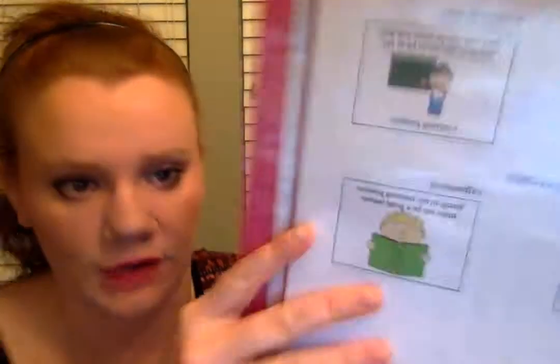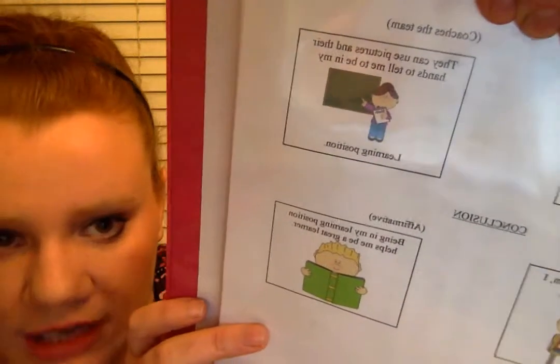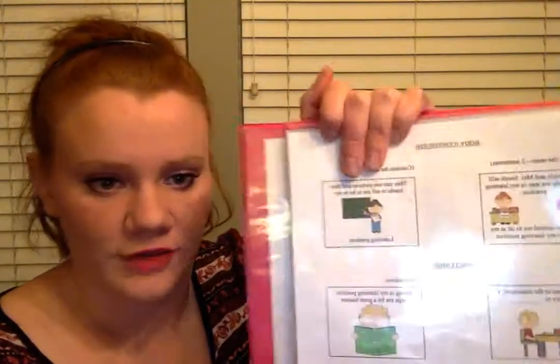The next one is also coaching the team, and describes what the teachers are going to do to help Dylan stay at his desk. It says, "They can use pictures and their hands to tell me to be in my learning position." So I have a picture of a teacher gesturing. I usually try to use as little vocalization as possible with my students with autism. I find that it tends to confuse them. Using pictures to prompt him and gestures like pointing to the desk, I found to be more successful than saying, go to your learning position. So that's what that gesture is for.